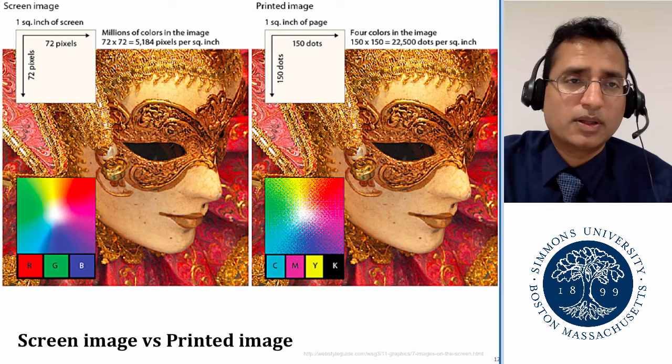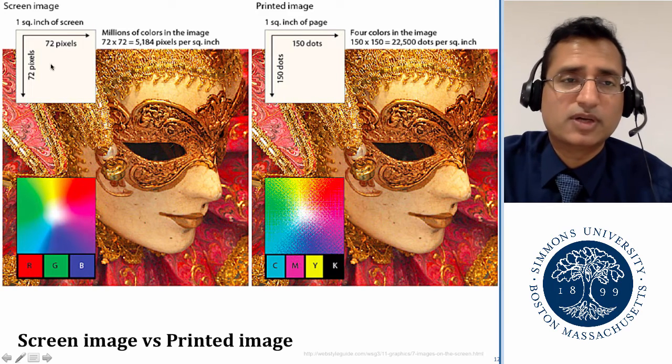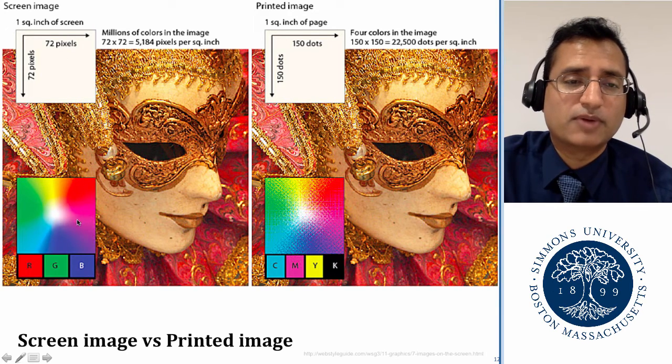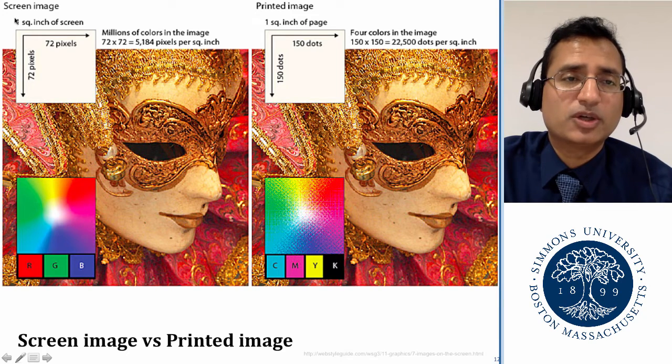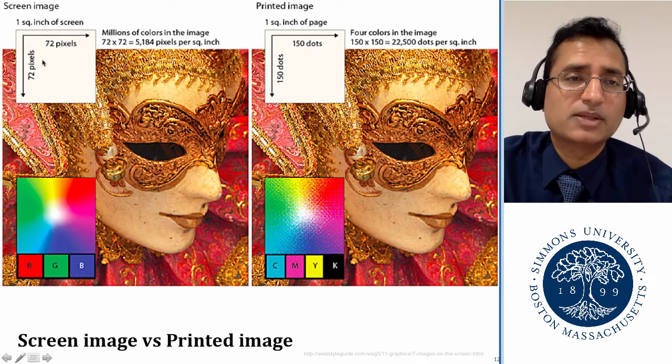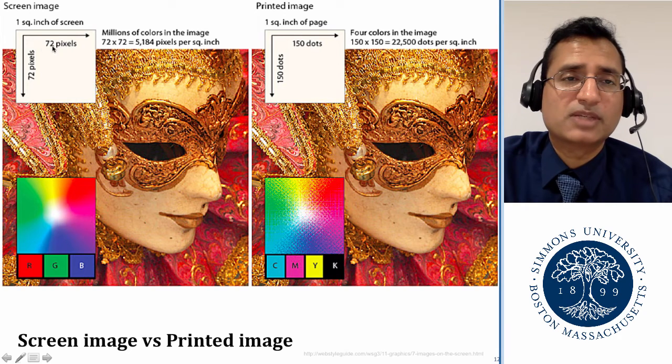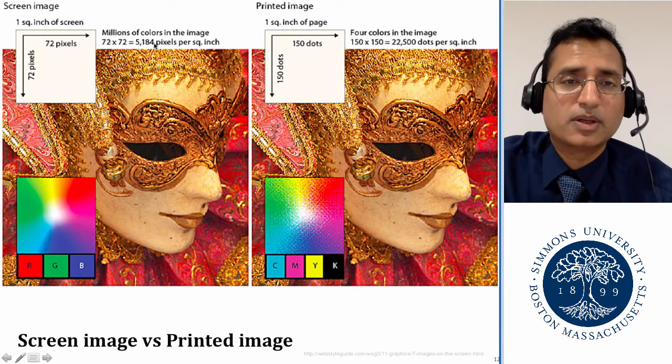And then there are these two kinds of representing colors. In a screen image, colors are represented in terms of pixels, and you say a certain number of pixels by a certain number of pixels in a square inch. Even in a 72 pixel by 72 pixel image, that will make up more than 5,000 pixels per square inch. So the larger the number of pixels you have in a square inch, the higher your resolution is, and the clearer the image is.